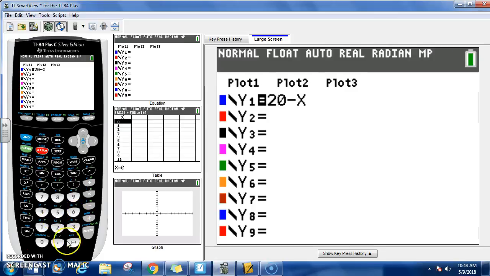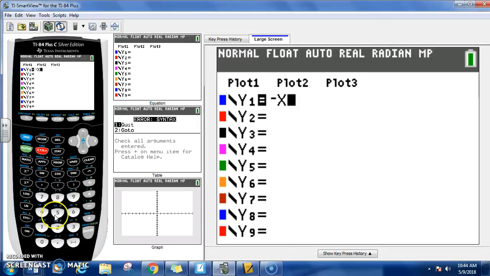Be sure that if you type in negative x, you use the negative underneath the 3 right here, okay? The x is right beside the alpha key. So you can either do 20 minus x, or you can clear that out and do a negative, which is right below the 3. Put the x behind it, because that's the slope. And then we're going to add 20 to that. Okay, so then just remember, this is the y-intercept, 20, and your slope is negative, so that line's going to be going down from left to right.